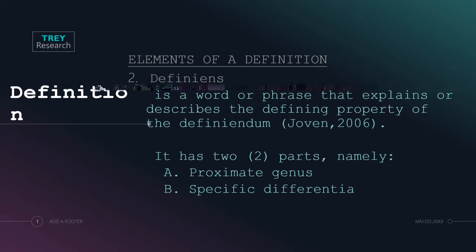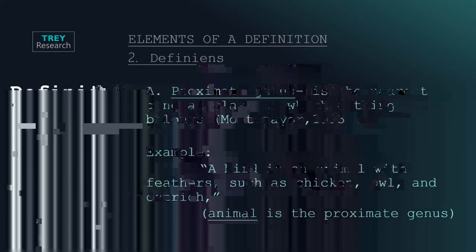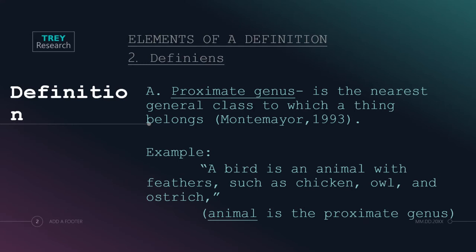So let's discuss this more thoroughly. First one is proximate genus. This is the nearest general class to which a thing belongs. For example, a bird is an animal with feathers such as chicken, owl, and ostrich. So animal here is the proximate genus.